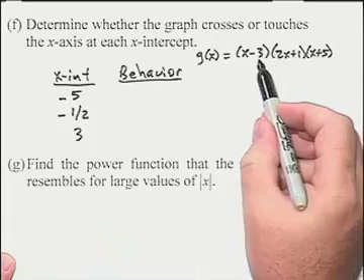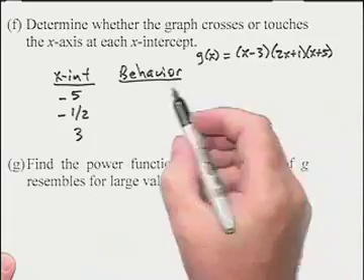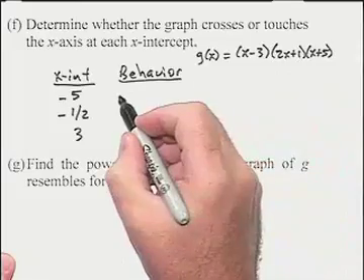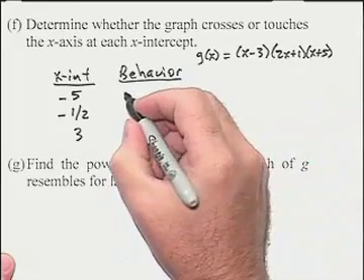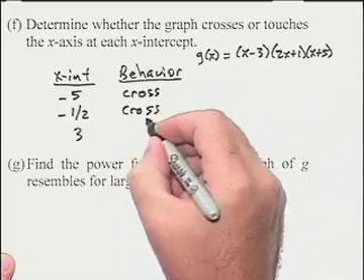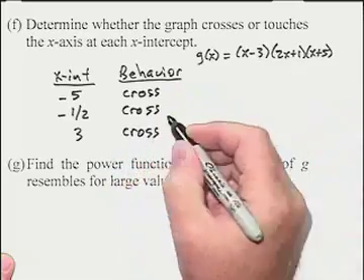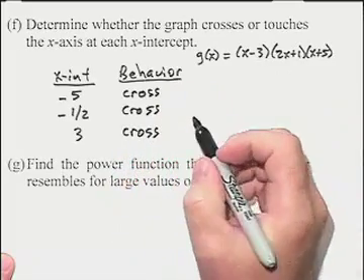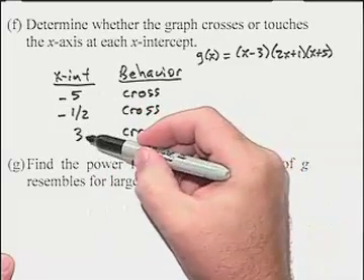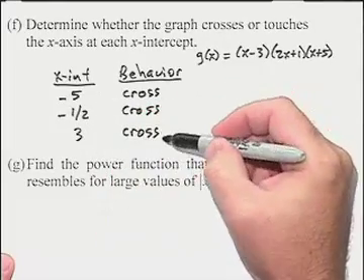Since each of these factors has an odd power, the multiplicity is odd. And the behavior for an odd multiplicity is that the graph will cross at each of these x-intercepts. Had the multiplicity been even, the graph would have just touched the x-axis at the x-intercept. But each one of these had odd multiplicity, so the graph will cross at each one.